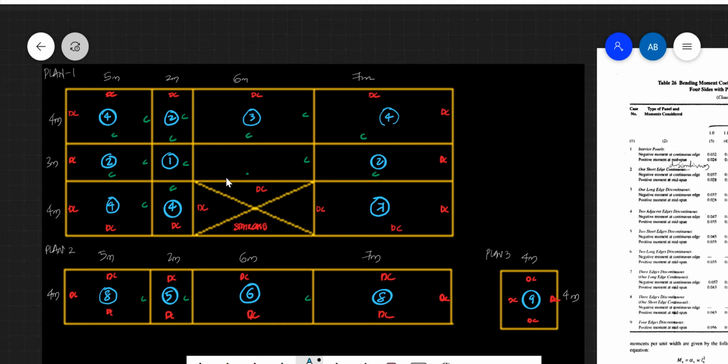That is, here 3 edges are continuous and 1 longer edge is discontinuous. That is, 1 longer edge discontinuous. This is also panel number 3. So I hope you have understood this.